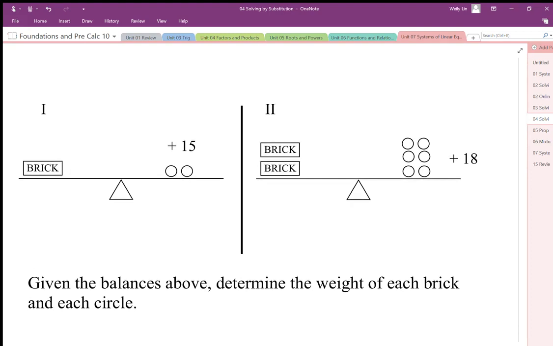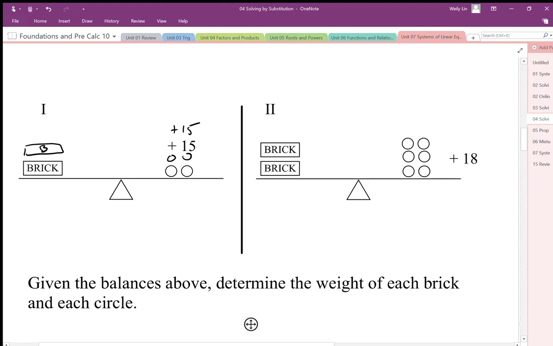For these two balances, we're going to determine the weight of each brick and the weight of each circle. So how can we do this? Well, I'm just going to manipulate these balances. If I double the number of bricks on this side, and double the circles and double the ones, that's going to stay balanced. And I can see that I have the same number of bricks here and here.